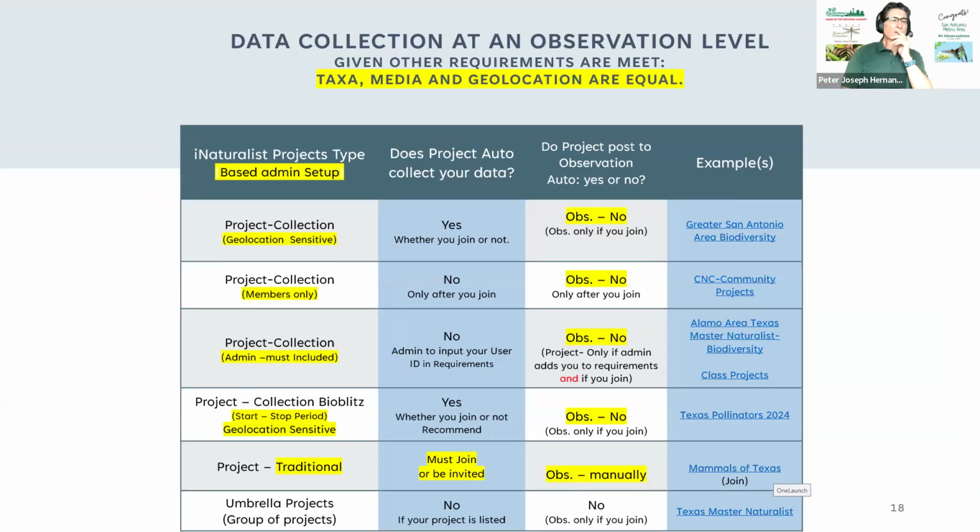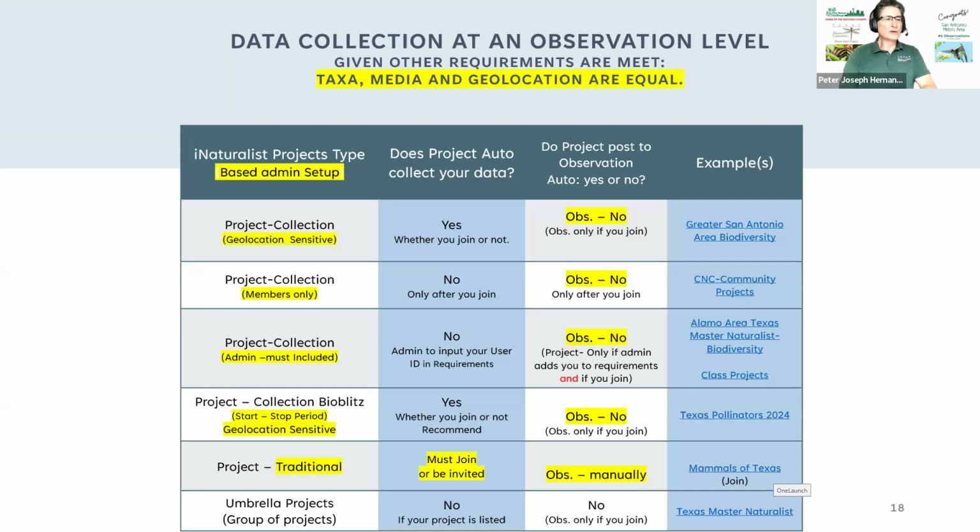So it gets back to types of projects, and this is something that confuses a lot of people, but once you get it, you got it. Data collections at an observation level. So I'm talking observations. You make your observations, and what are the impacts to projects? So, you heard me talk about projects that are collections, and when a collection project is built, the administrator who builds it has several ways of administering it.